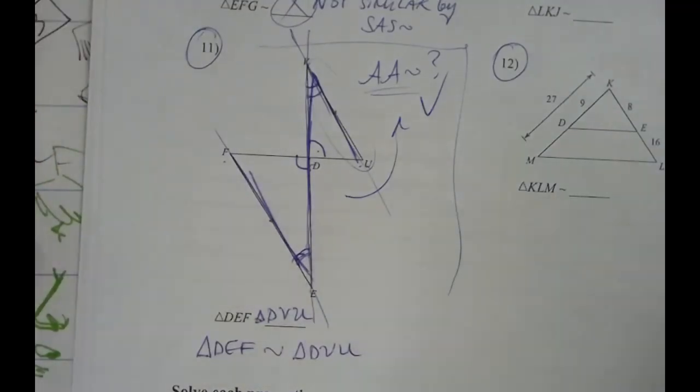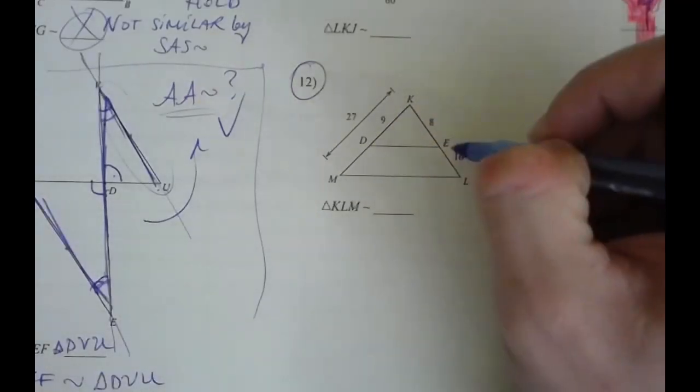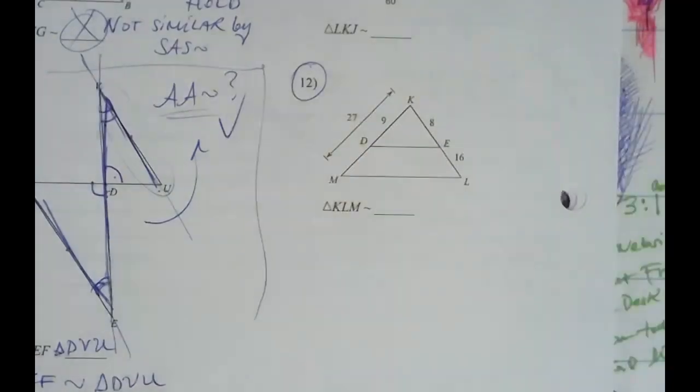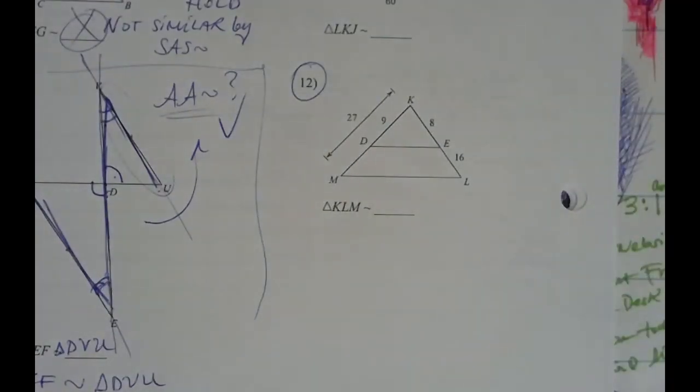All right, beautiful. Now, quickly on to number 12, so that the video is not like 40 minutes long. We're going to try something very similar like we've been doing. I see two triangles hiding in here, a small one here, the triangle KDE, and the big one here, the triangle KLM. My goal is to show they are similar.